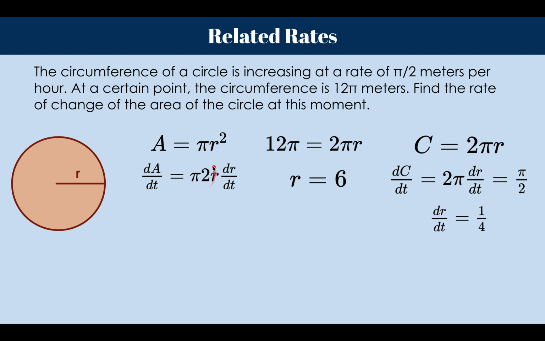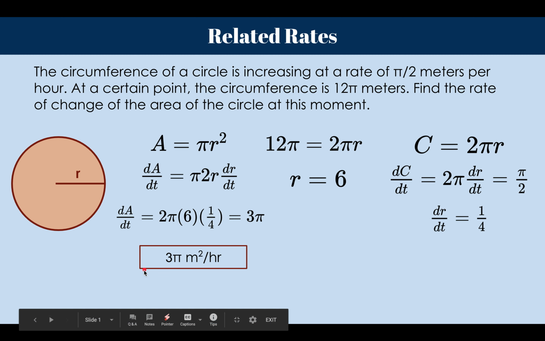So now we know r and we know dr/dt, so we can just plug in these values to find the rate of change of area. Doing this, we see 3 pi. So dA/dt, which is the rate of change of area with respect to time, is 3 pi meters squared per hour.